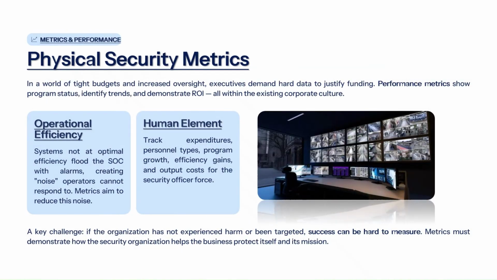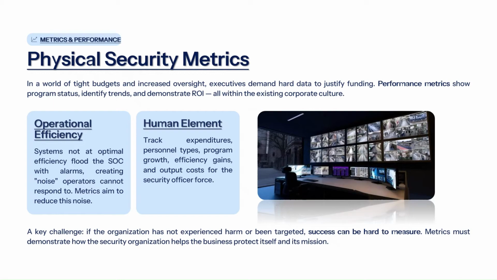Physical security metrics provide measurable data to evaluate performance and justify investment. In an environment of limited budgets and increased accountability, leaders require objective indicators of effectiveness. Operational metrics may include response times, alarm resolution rates, system uptime, incident trends, and access control violations. These measures help assess the effectiveness of security systems and processes.